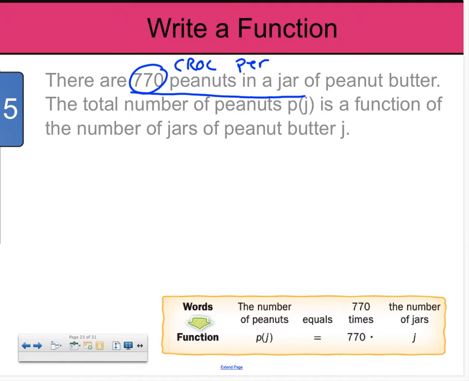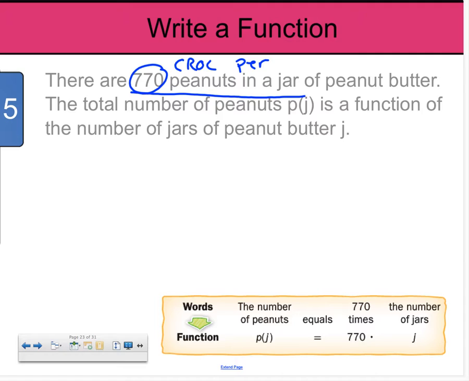Now, if you were trying to figure this out, if I simply asked you how many peanuts are in 10 jars, what would you do? Exactly, you would take the number 10 and multiply by 770. And if there were 20 jars, you would do 770 times 20. And if it was 100 jars, you would do 770 times 100.